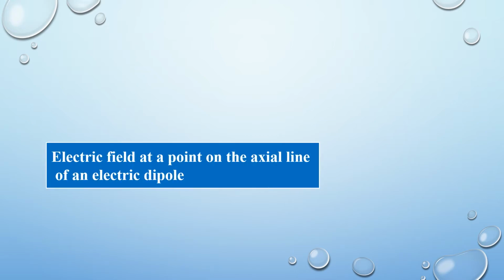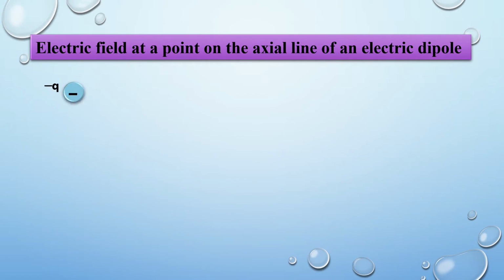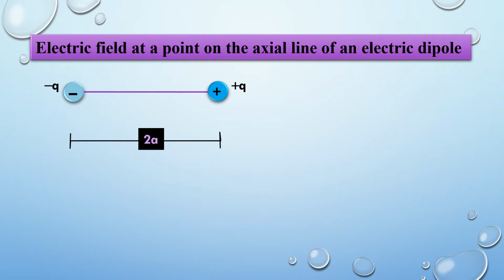Well, in this section, we are going to find the derivation for the electric field at a point on the axial line of an electric dipole. For that, let us first consider an electric dipole separated by some distance 2A, where we have a negative charge and a positive charge, both equal in magnitude. Let O be the center of the dipole, and from the center, let the charges be separated by a distance A. So on either side, the distance is A, hence the total distance is 2A.